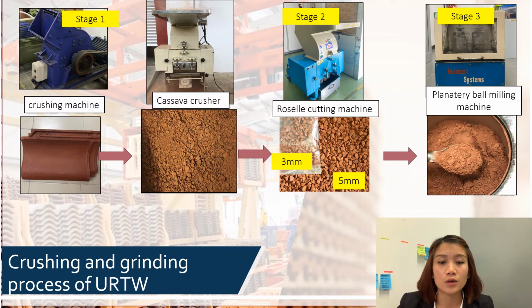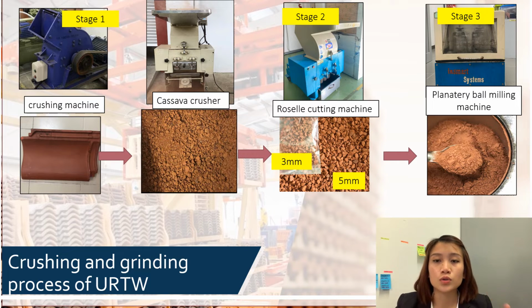Alright, so here I'll be talking about the methodology of the research study. Since my second objective is to change the physical properties of URTW into fine aggregate, in the methodology I have conducted the crushing using different types of machines, where the first stage is crushing using a machine crusher in Polytechnic Melaka, and the second is a cassava crusher and roselle cutting machines at stage 2.